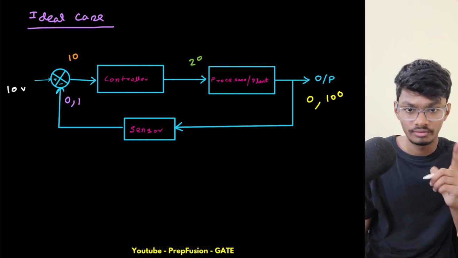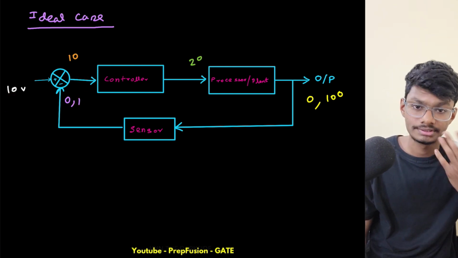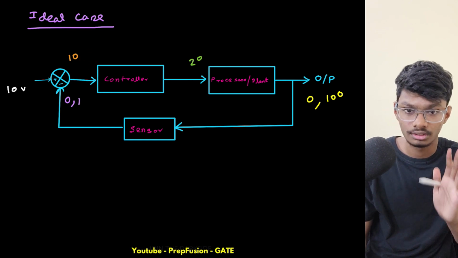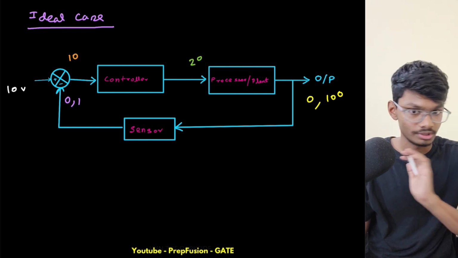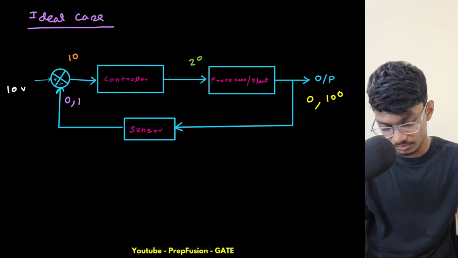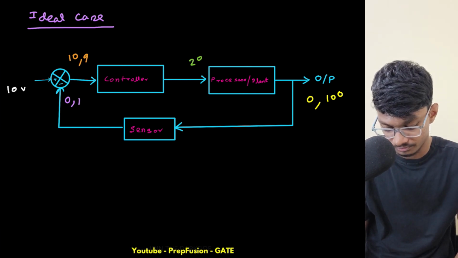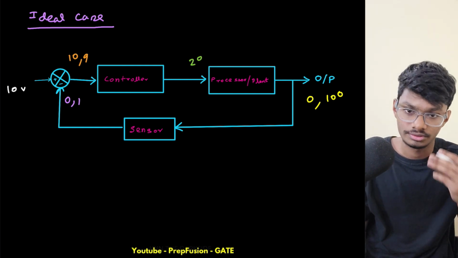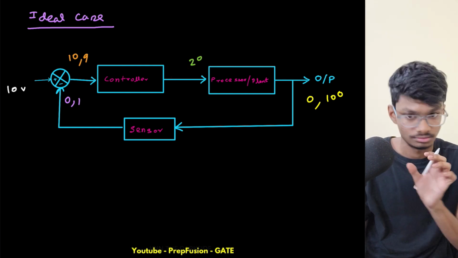Now this is 1 volts, then what will be this signal input to the controller? Reference input isn't changing. So the input to the controller will be what? 9 volts this time. Now if the input of the controller is 9 volts, what will be the output? Output will be 18. Linear scale, right?